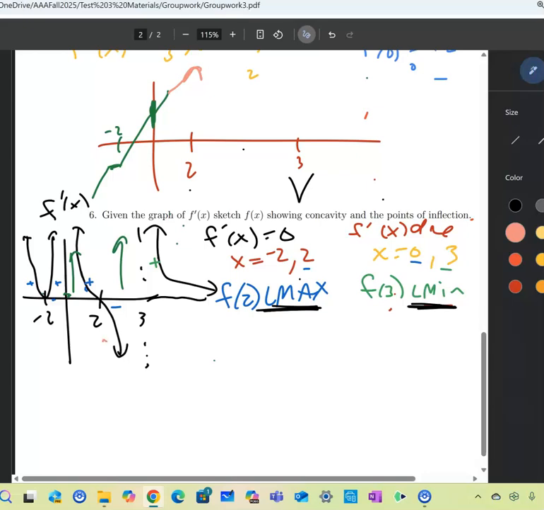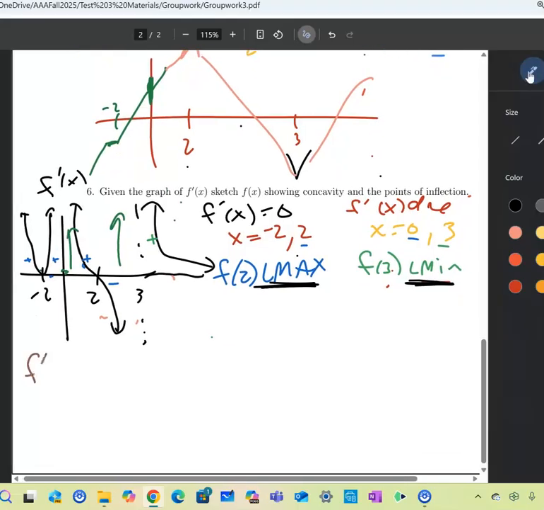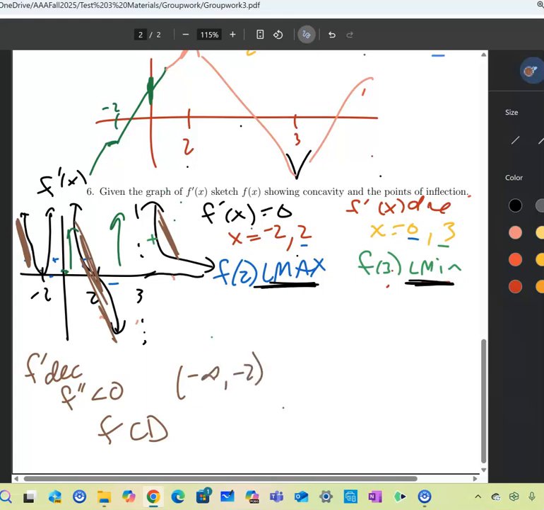So between 2 and 3, it's decreasing. And then after 3, it's increasing, right? So we got the ups and downs, I call them. Now let's go check on the concavity. So where f prime is decreasing, that's where f double prime is less than 0, and that's where f is concave down. So decreasing, decreasing, and decreasing, right? So it's decreasing from negative infinity to negative 2, and then from 0 to 3, and then again from 3 to infinity.